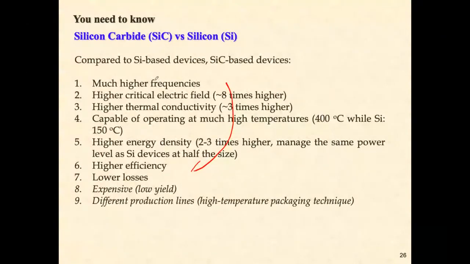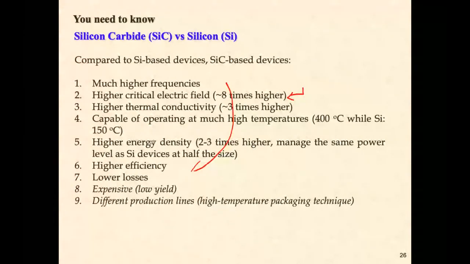We can see that it can operate at much higher frequency, and its electric field is higher. Do you still remember the first breakdown? If the critical electric field can be higher, it is not that easy for this kind of device to suffer the first breakdown. Then higher thermal conductivity, and higher temperatures, which can be related to the second breakdown, the thermal effect.